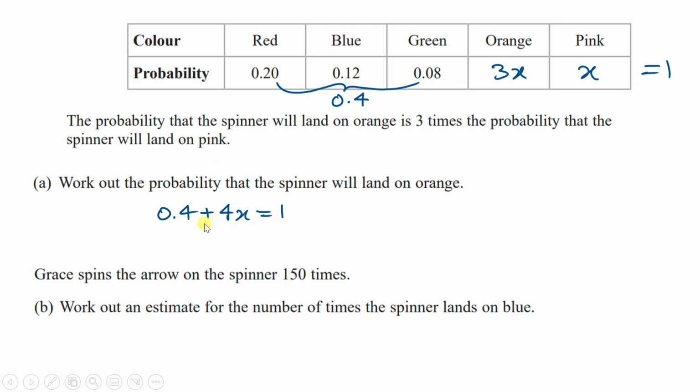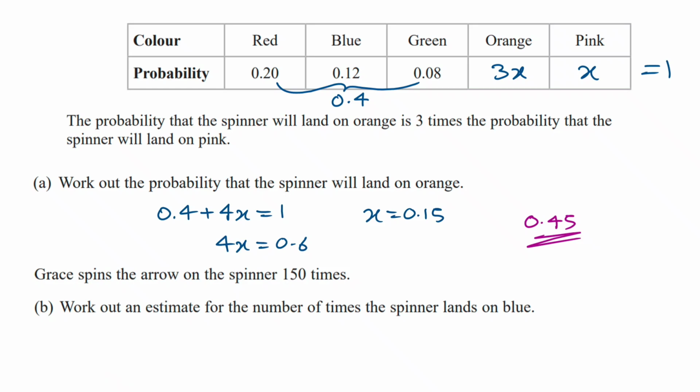Now rearrange this, subtract 0.4 across, you should get 4x equals 0.6, and dividing 4 across, you're going to get 0.15. So we know what x is, but they want orange, right? So they want 3x. So in your calculator, times the result by 3, you should get 0.45.